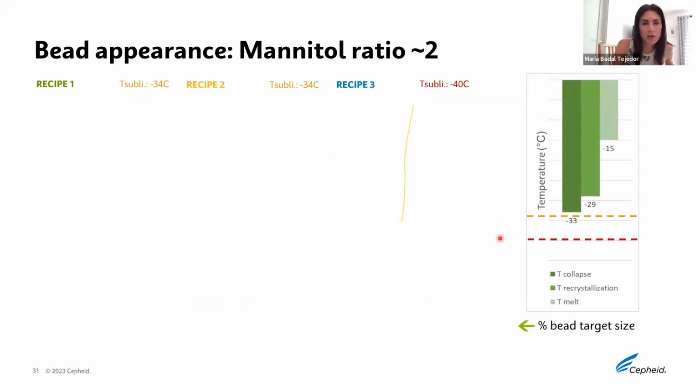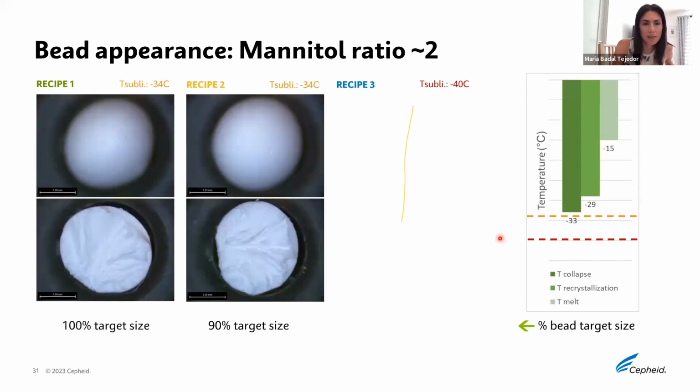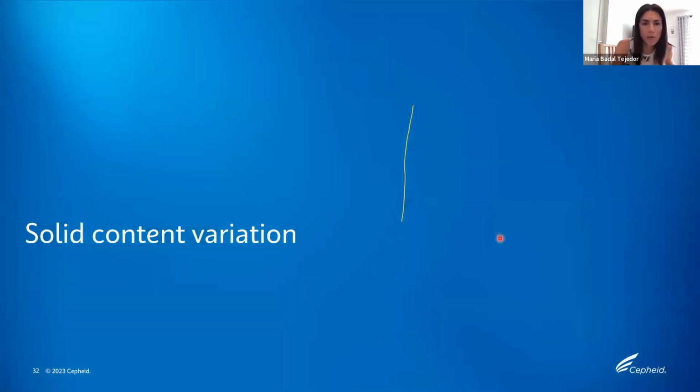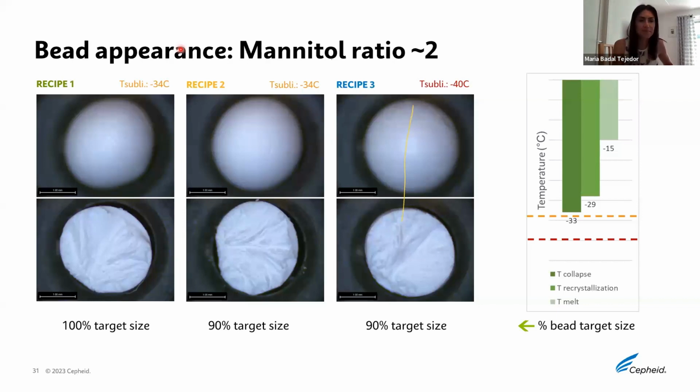And then when the mannitol ratio is 2, all the beads had a very good appearance. They were smooth and round. So they were all smooth and round.